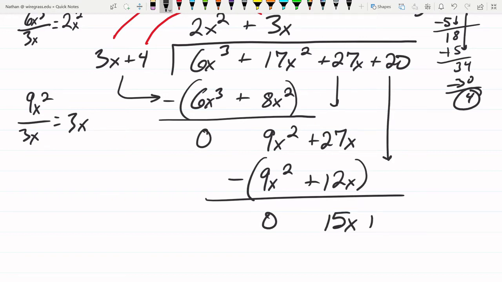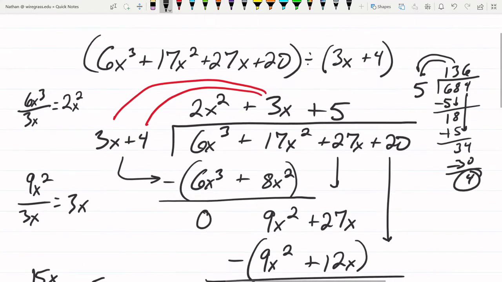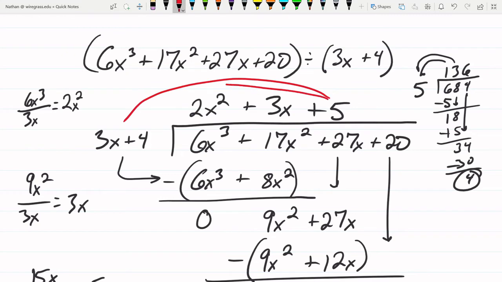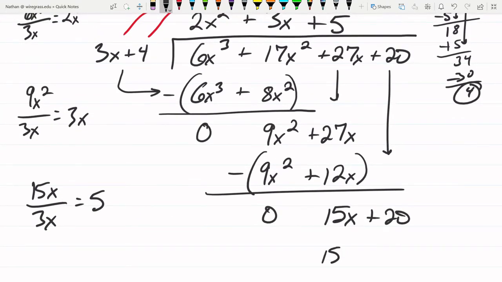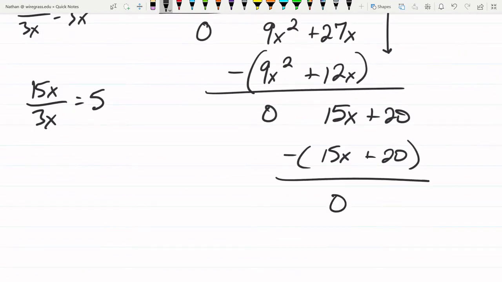Okay, let's bring down the next one. 15x divided by 3x gives us 5. So that's the number up there. Distribute the 5 into the divisor. 5 times 3x is 15x. 5 times 4 is 20. We are subtracting them. And of course, you see we get 0 as a remainder.